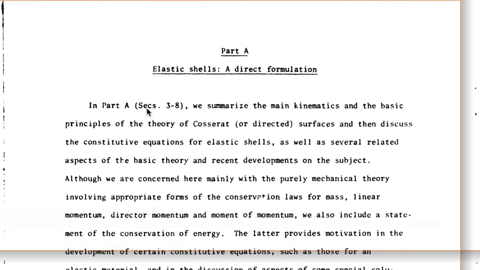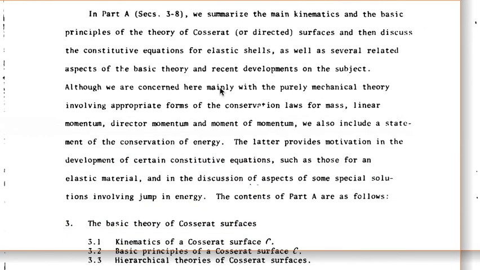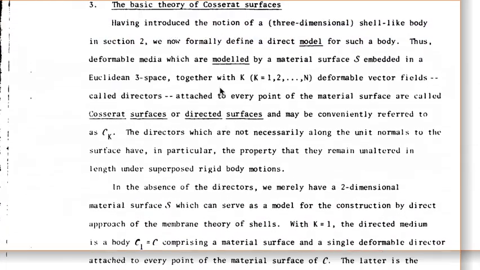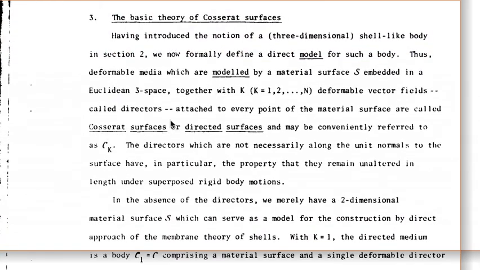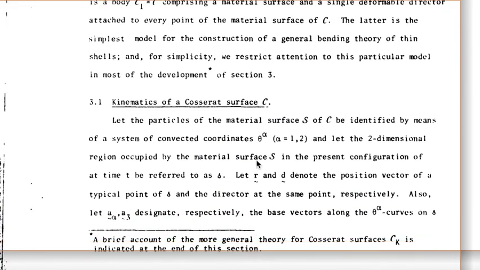So here in part A of this paper, he has mentioned this direct formulation, and he has talked about two types of Cosserat surfaces, or rather a generalized form of Cosserat surfaces which is termed C^K, where K could be anywhere between 1 to n. N is the dimensionality of the space which we are modeling. So in our simplistic case we have only one director, okay, but it could be more than one also, so that is mentioned over here.